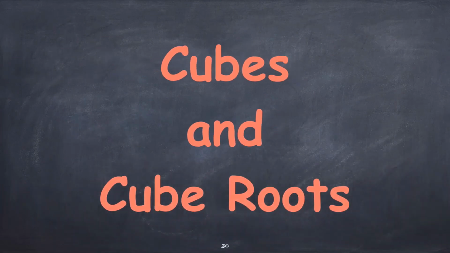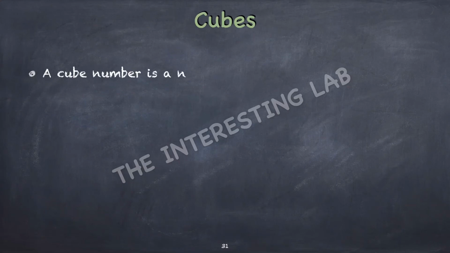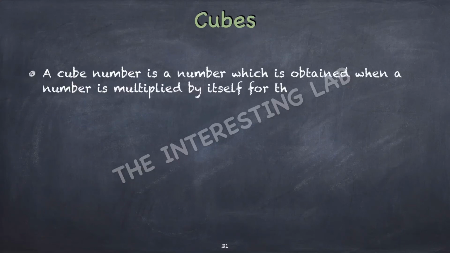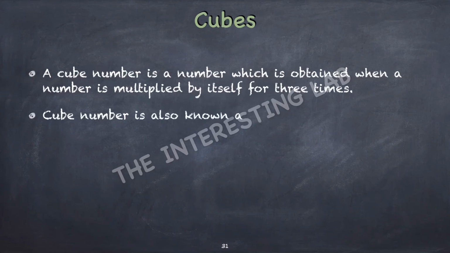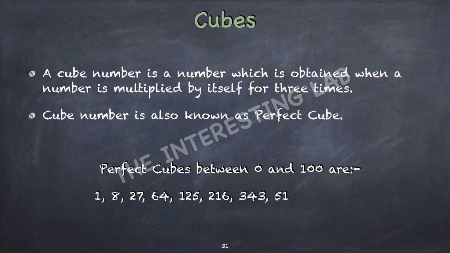Cubes and cube roots. A cube number is a number which is obtained when a number is multiplied by itself 3 times. A cube number is also known as a perfect cube. Perfect cubes between 0 and 1000 are 1, 8, 27, 64, 125, 216, 343, 512, 729, 1000.